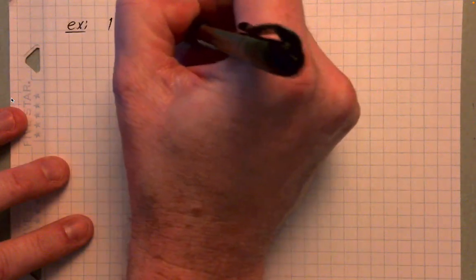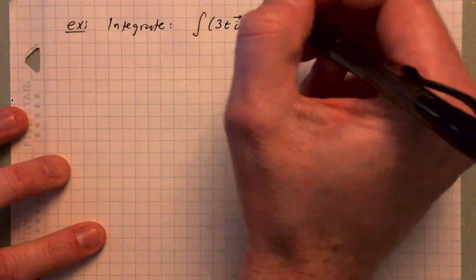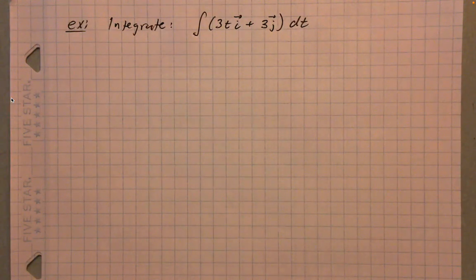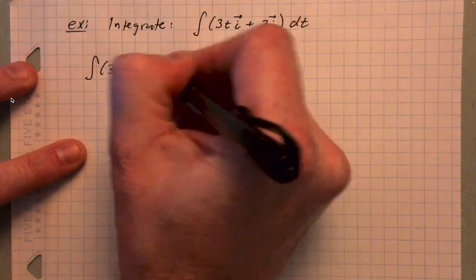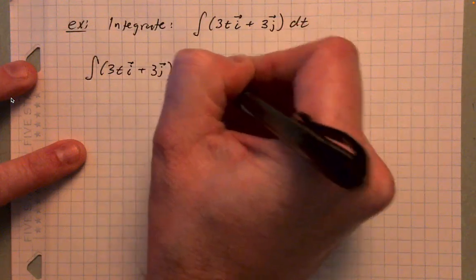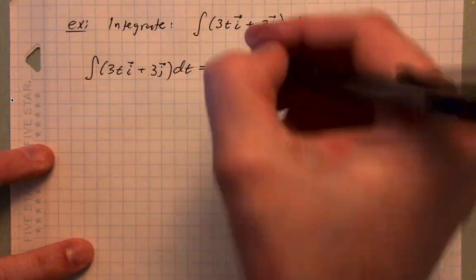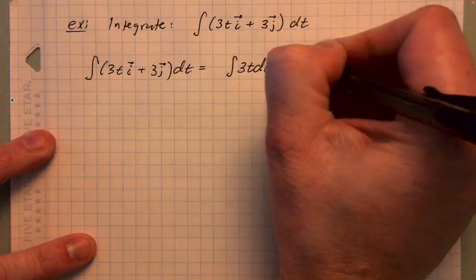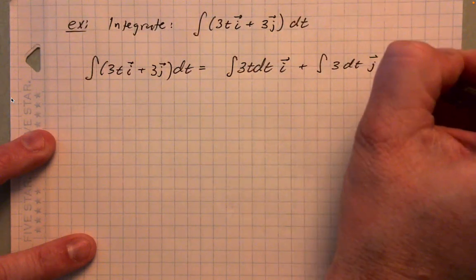Okay. So let's integrate the integral of 3t times the i vector plus 3 times the j vector. Right, so start simple here. Well, this is just 3t i plus 3 j. And so what happens here? Well, we integrate each of these pieces separately. You would say it's the integral of 3t dt times i plus the integral of 3 dt times j.